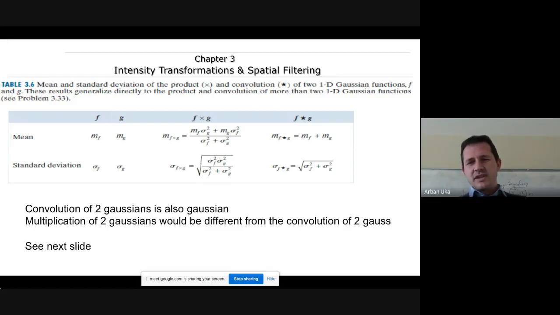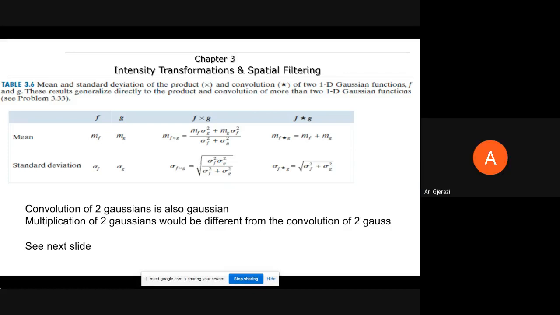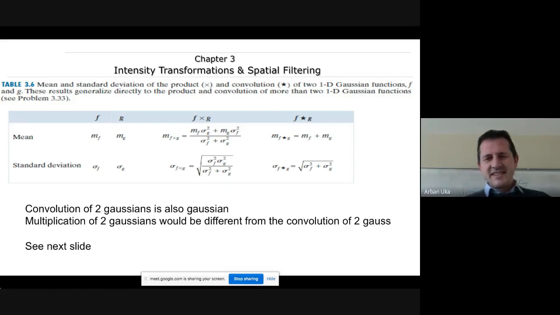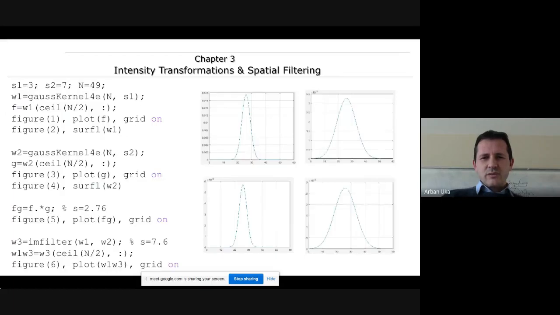But let's see here. 7 times 7 is 49, plus 3 squared, 49 plus 9, we get 58, right? Okay. Is it what you got, Ari? Yes, square root of 58, 7.6. But 7 times 7, you know what it is. It's 49. Okay, so let's go to the next slide.